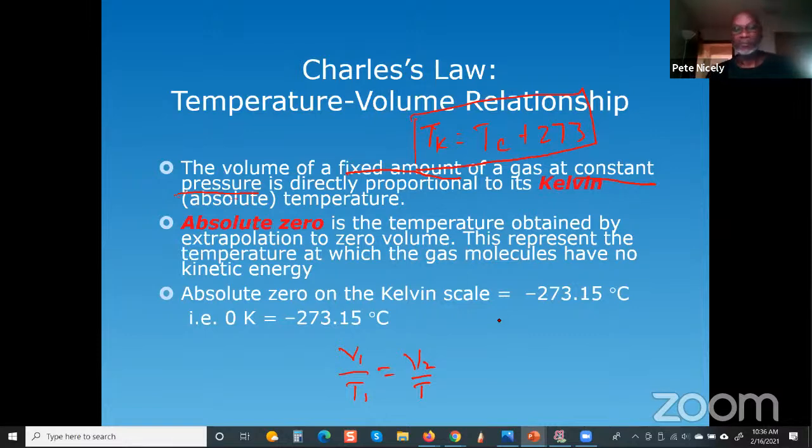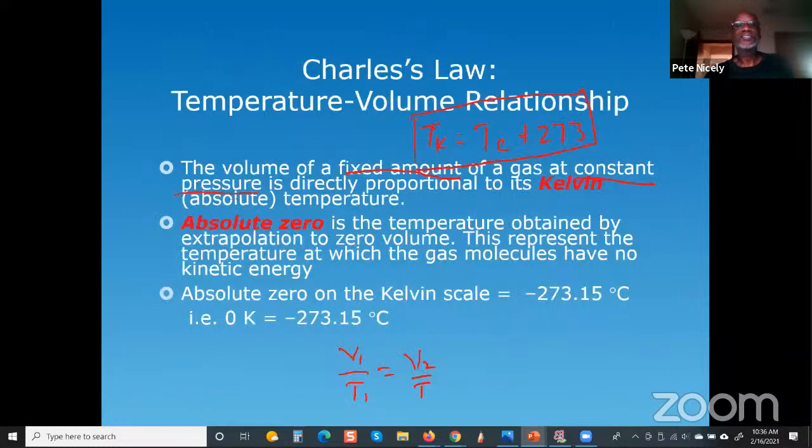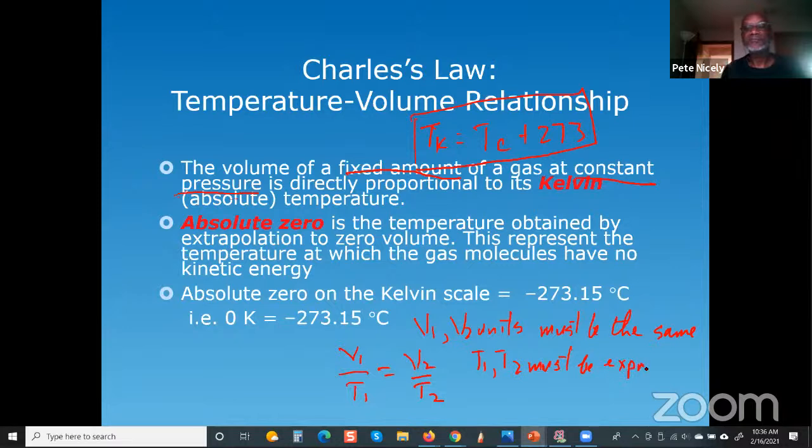Now, let me check something here before I move on. Okay, now going back to this, it should be T2 here. Now, it doesn't matter what V1 and V2 units are, as long as they're the same, right? So V1 and V2 units must be the same. All right? But T1 and T2 must be expressed in Kelvin. All right?